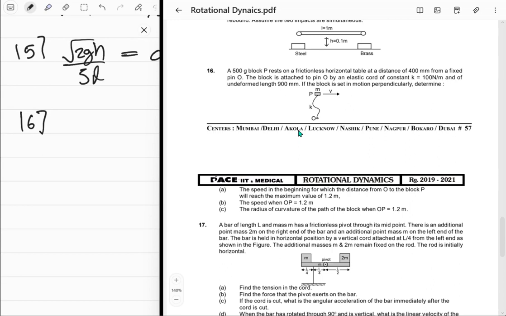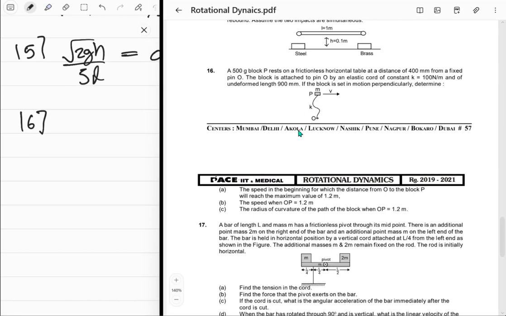If the block is set in motion perpendicularly, determine the speed in the beginning for which the distance from O to the block will reach the maximum value of 1.2 meters. Then find the speed when OP is equal to 1.2 meter and the radius of curvature of the block when OP is equal to 1.2 meter. All right, it's gonna be tough.